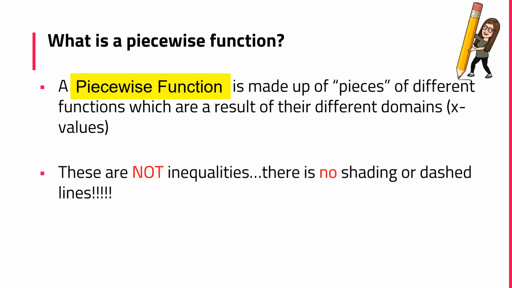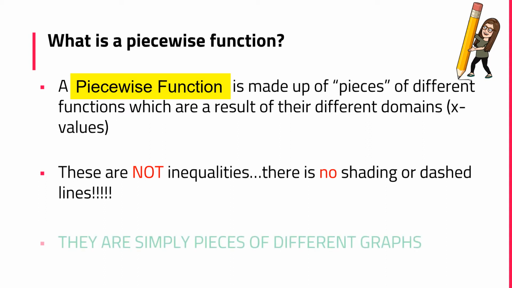Now keep in mind, even though these are pieces, they're not inequalities. So we've had confusion in the past. There's no shading, there's no dashed lines. We're just taking an entire graph and looking at only a piece of it. So again, to break it down simply, they're pieces of different graphs.